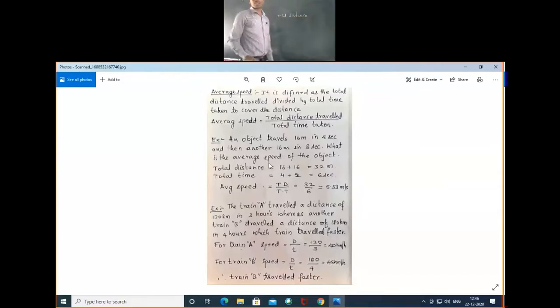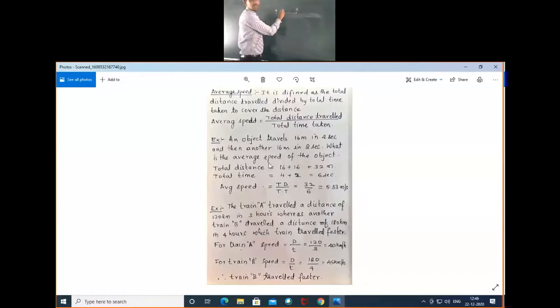So the object is traveling a total distance in the first half, the first 4 seconds. Draw it so that you can. So A to B, it is moving like this. B, it is moving. Understood?